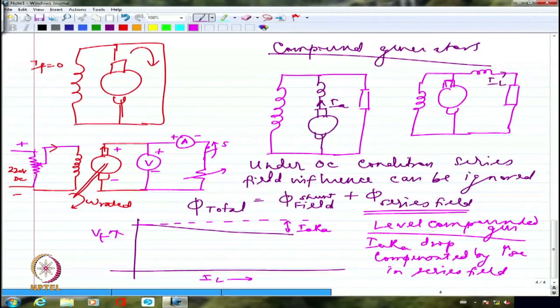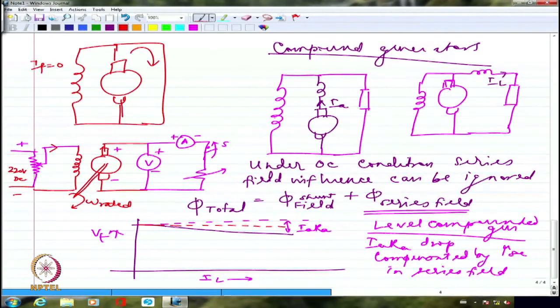Whatever is the increase in the series field, if it is compensating for the IaRa drop, then I can say the terminal voltage is going to be almost constant. If I have some series field influence, but it is not good enough to compensate for the IaRa drop, let us say the IaRa drop is 10 volts, whereas the series field voltage generated is only 8 volts or 7 volts, then I am still going to see a drop, and maybe the characteristic will lie somewhere in between the two.